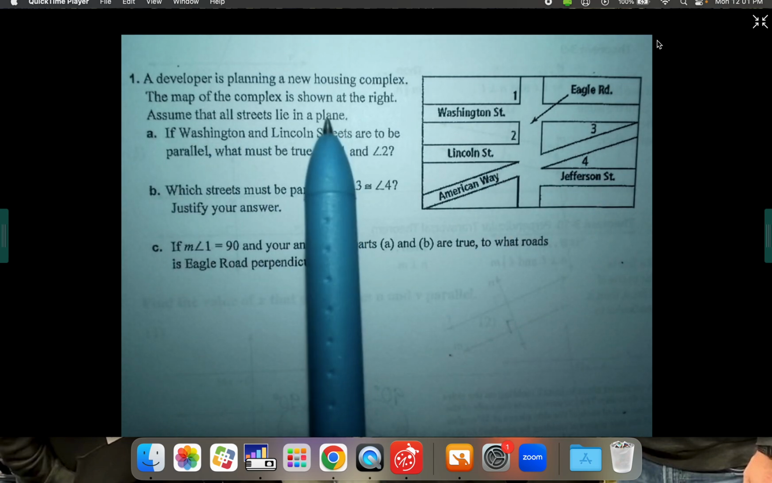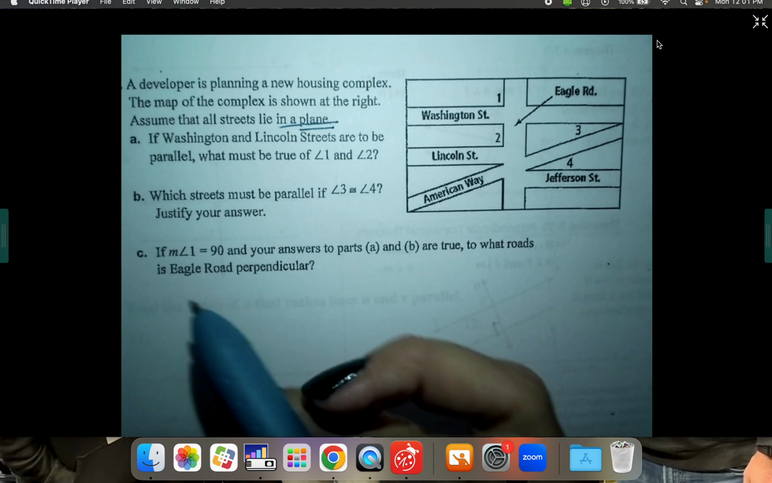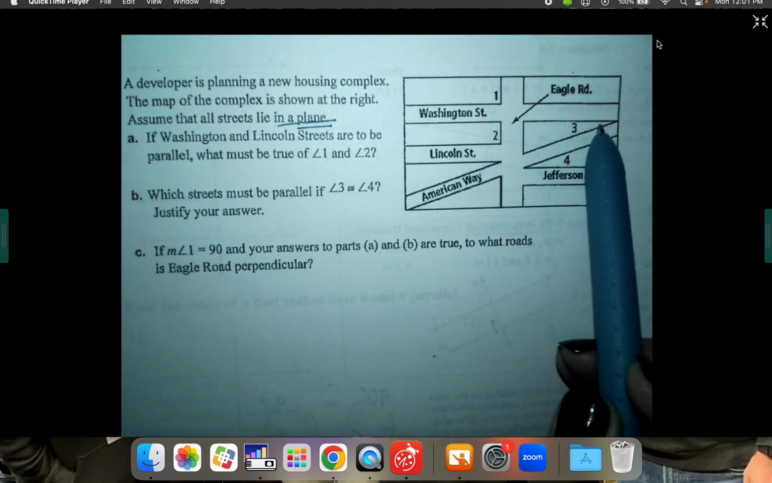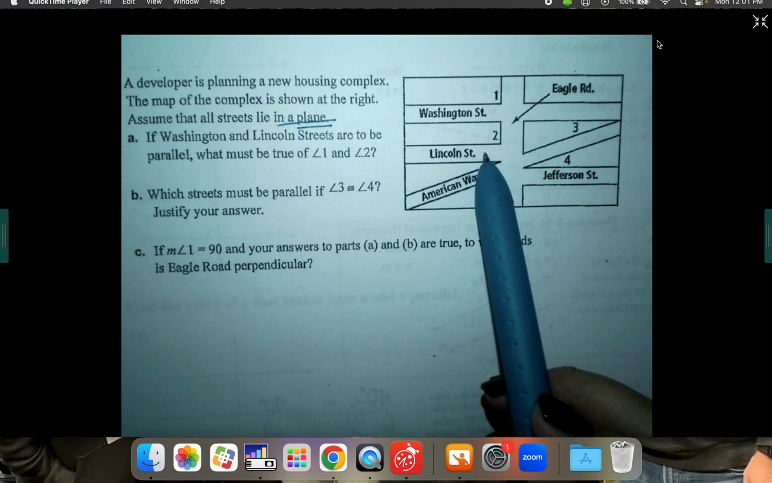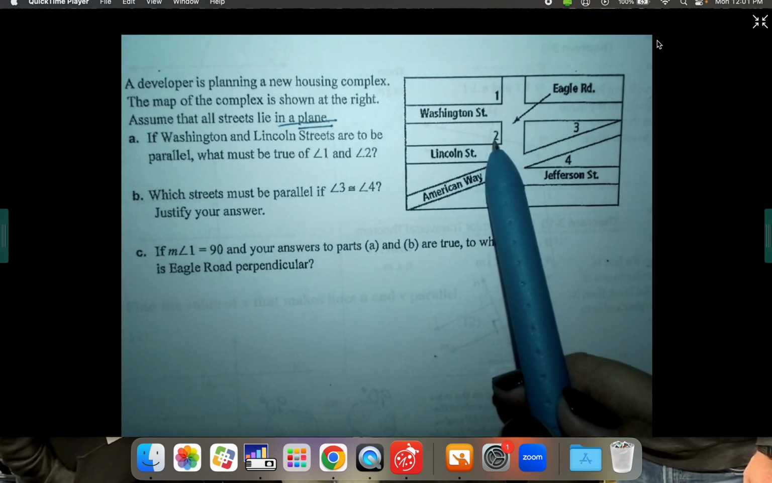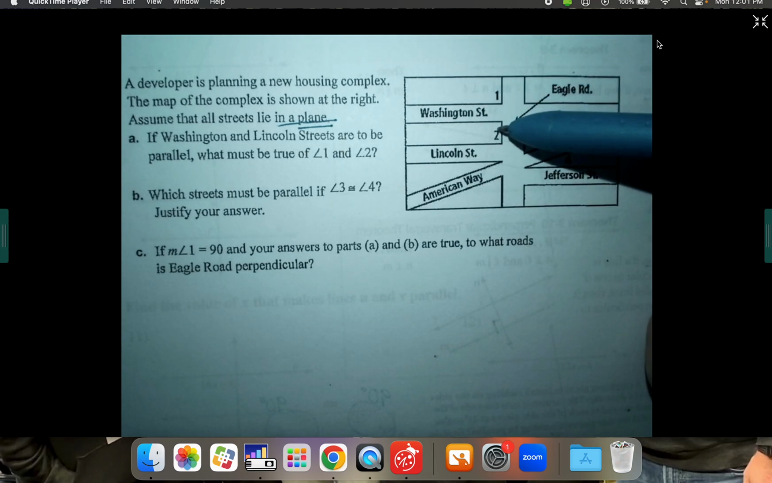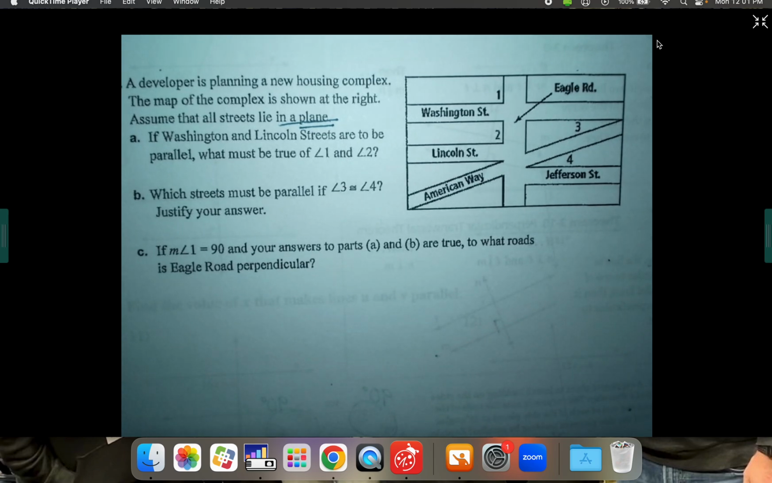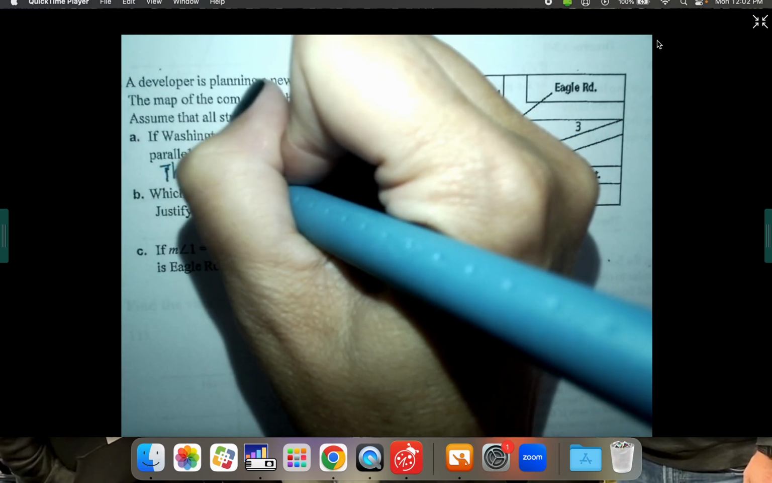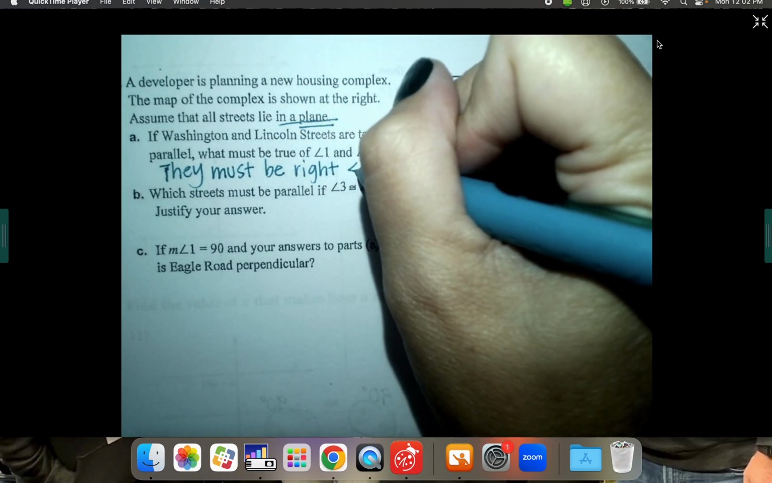Assume that all streets lie in a plane. So all streets are lying in the same plane. So we know that for sure. Here's part A. If Washington and Lincoln are to be parallel, so if these are supposed to be parallel, what must be true of angle 1 and angle 2? So here's 1 and here's 2. So in order for these to be parallel, 1 and 2 must be right angles. They must be right angles, or you could call them 90-degree angles.